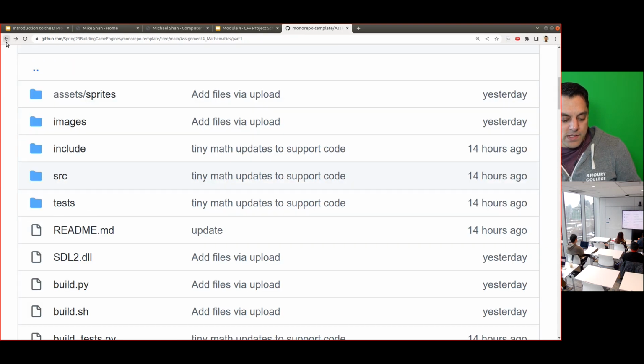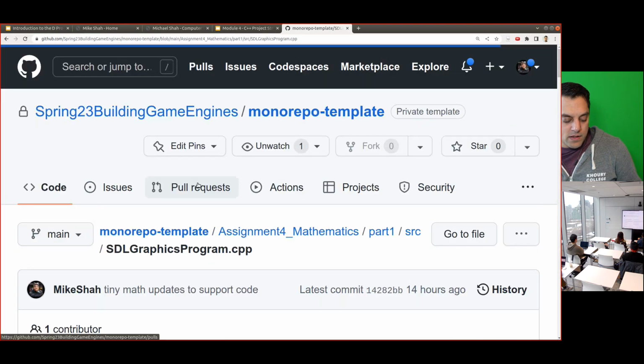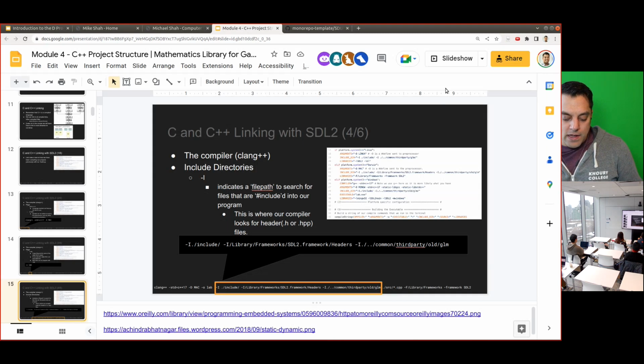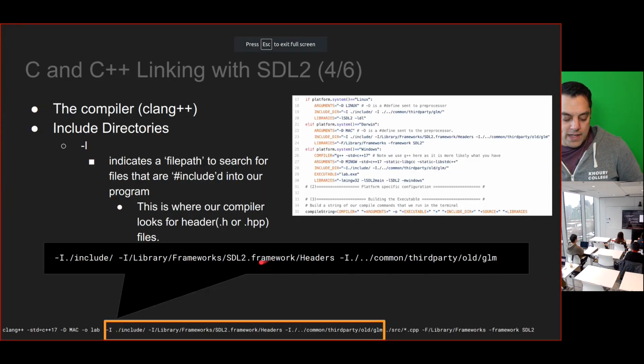tinymath.hpp. So then when you're actually using it in your code, let's see where we use it. You can just include on this path here, and in reality, it's looking in /include/tinymath.hpp. Okay, so that's the idea there. And that's how your code knows where to find SDL, right? It knows to look in Library, Frameworks, SDL2 frameworks, and then the header files. If you look in this location for our Mac folks, you should find SDL.h here. Okay.